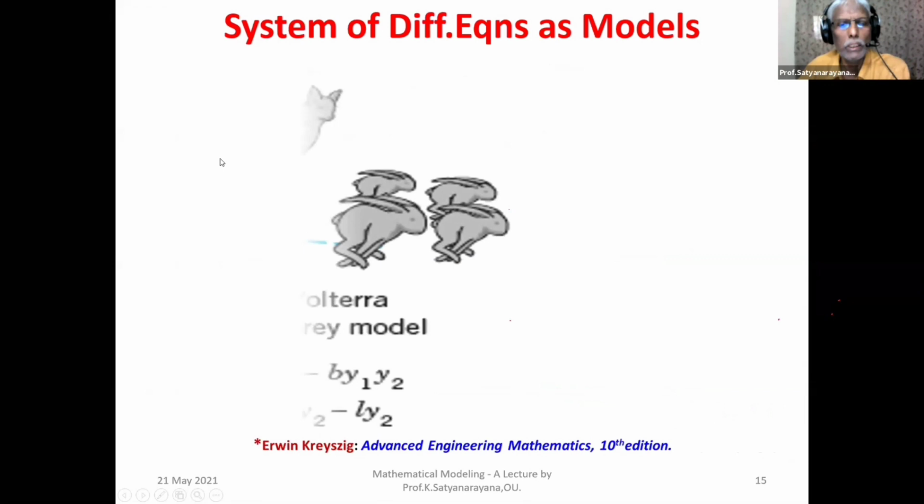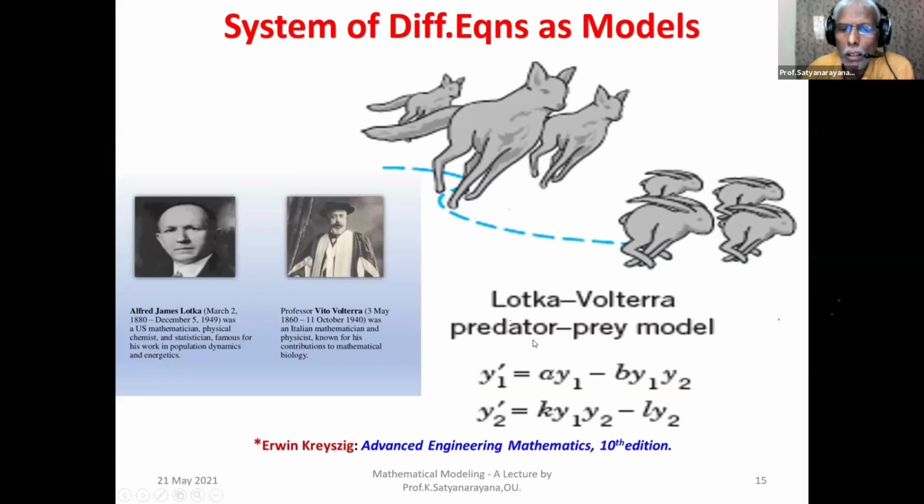This is what is called the Lotka-Volterra predator-prey model. This is prey, which will be killed. These are predators, which eat this prey. Now suppose predators are more, preys will be extinct out of the nature. Then predators will find alternate methods to find their food. If the predators are not there and preys are many, then there will be an imbalance in the environment.